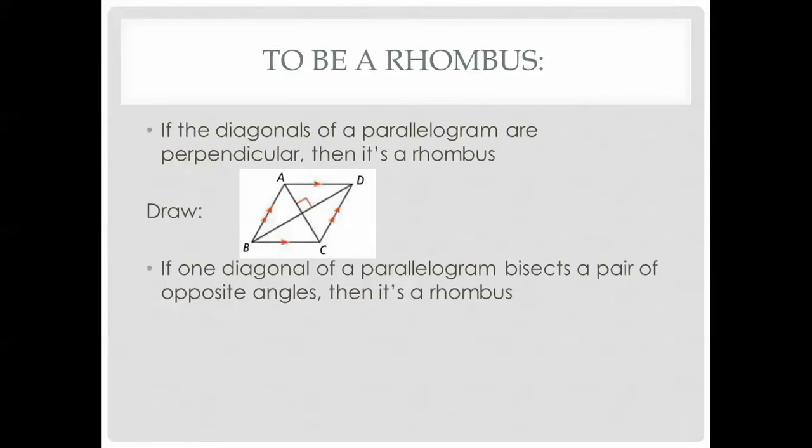Next condition for a rhombus, if one diagonal of a parallelogram bisects a pair of opposite angles, then it's a rhombus. Draw a picture for this. Should look something like this.